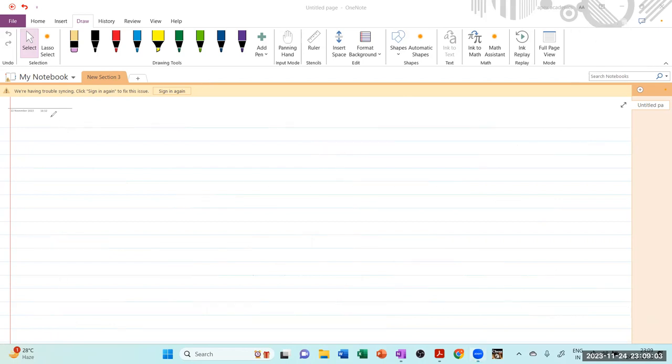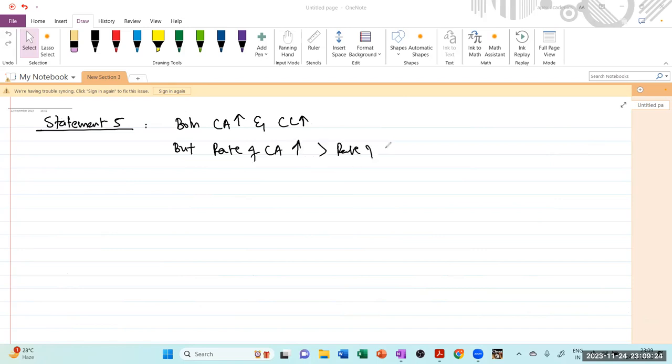Now comes the 5th statement, which is an interesting statement. Both current assets and current liabilities increase. Okay, interesting. But the rate of current assets increase is greater than the rate of current liabilities increase. What will happen in such a case? In such a case, current ratio will increase.